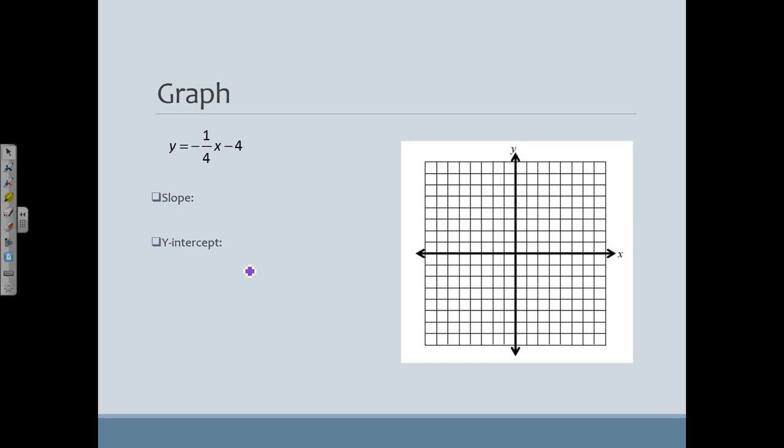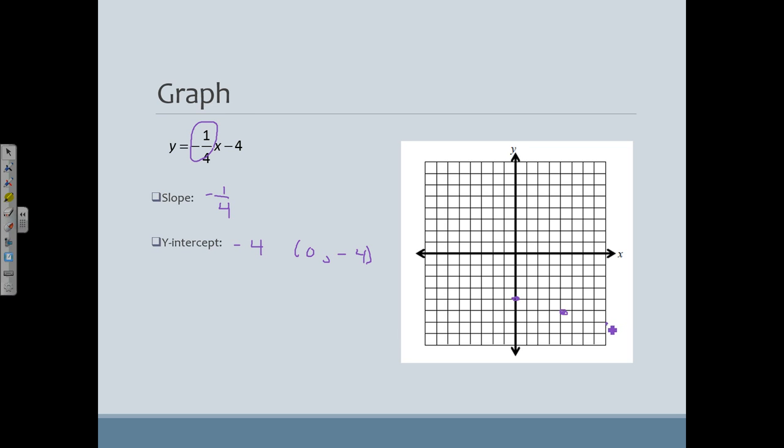Okay, let's look at another example. Lots of examples today. In front of the x is negative 1/4. And the y-intercept is negative 4, or (0, negative 4). So I'm going to start by graphing the y-intercept of negative 4. I'm going to go down 1 in the negative direction, to the right 4, which is in the positive direction, and plot a point. Down 1, over 4.